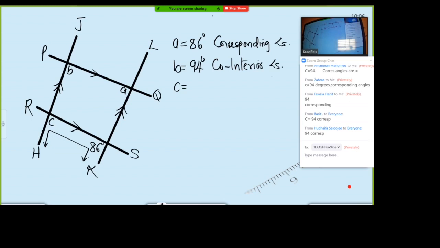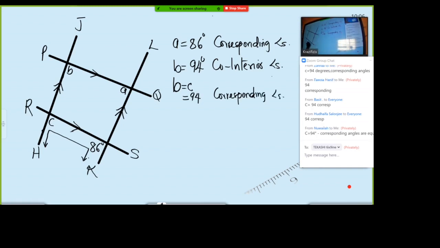All right, B and C. Okay, so if I'm using B, let's do this. B equals C, which is equal to 94. That will be corresponding. So there are two ways to get that answer. Or if I'm using the 86 part, C would be equal to 180 minus 86, which would be equal to 94. You don't have to do the two, just do one. Co-interior angles. Well done.